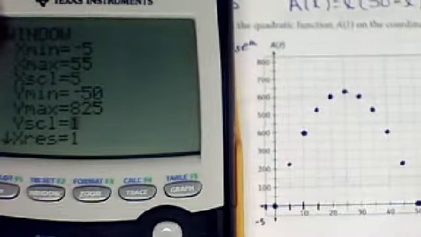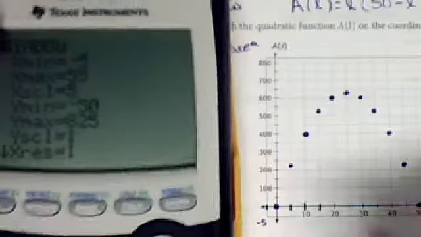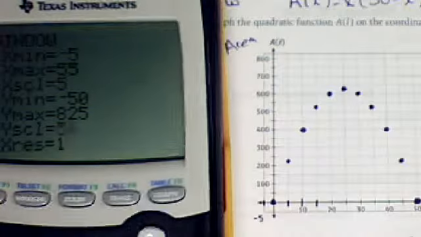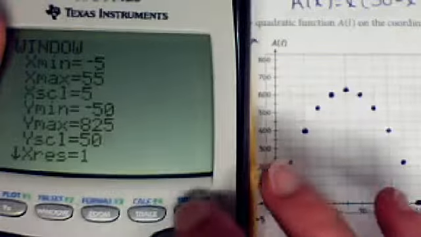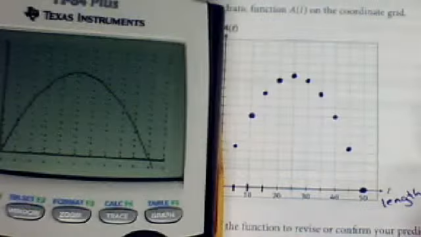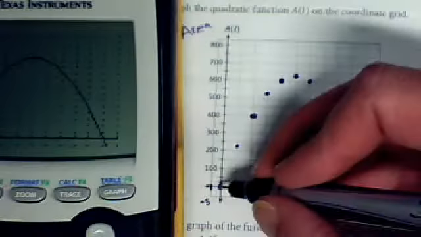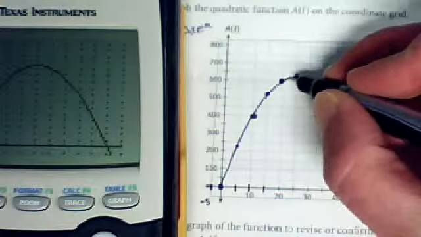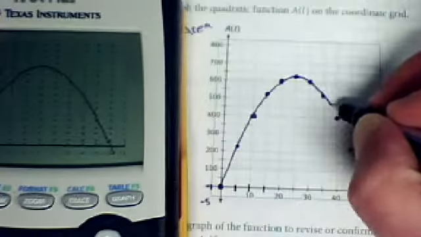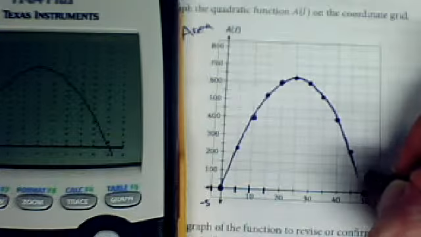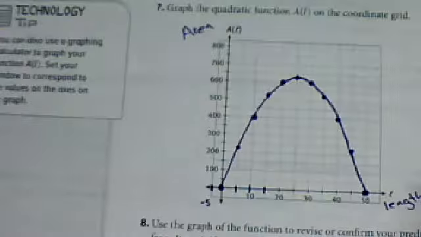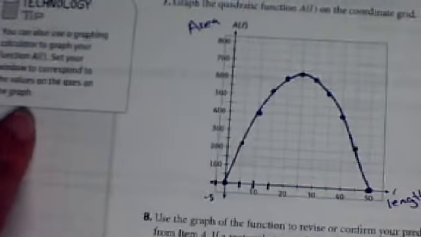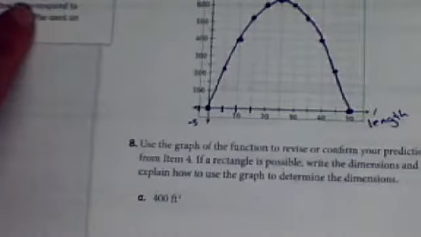Y scale means what are we counting by on the y-axis? Well, it looks like we're counting by 50s. Now let's look at the graph and see if it looks just like this picture. It does, but it is connected because there are other options than just the 5, 10, 15. I could have 4.9. I could have 3.8. I could have 32.4. There are a lot of different options for those lengths and widths.